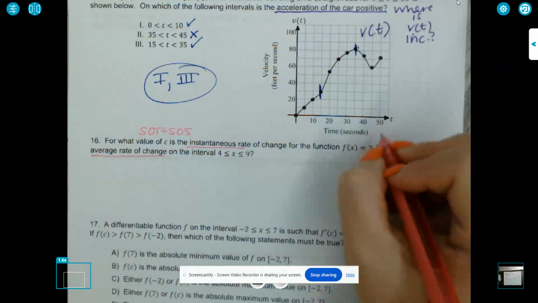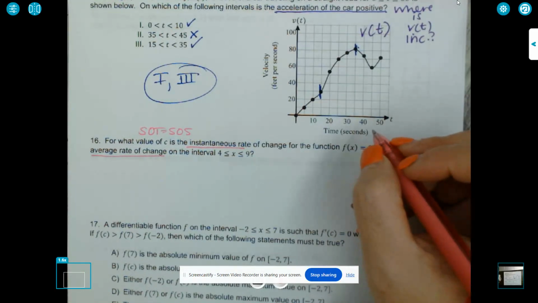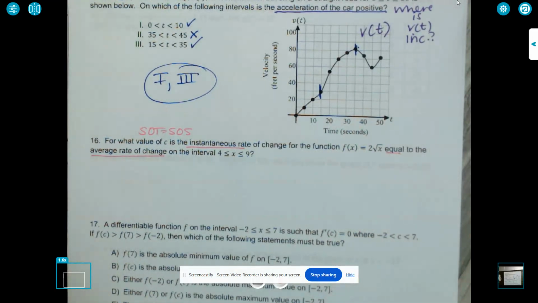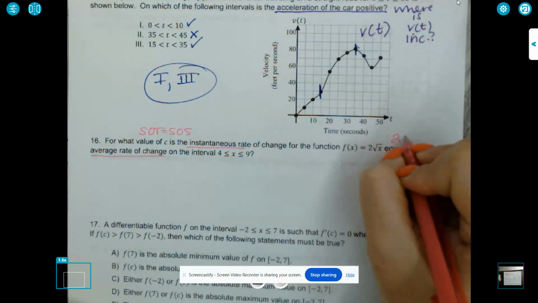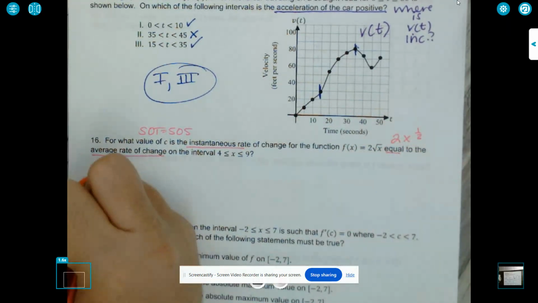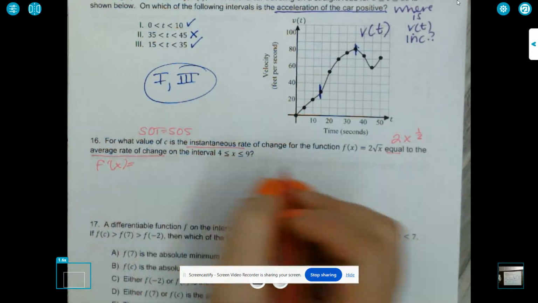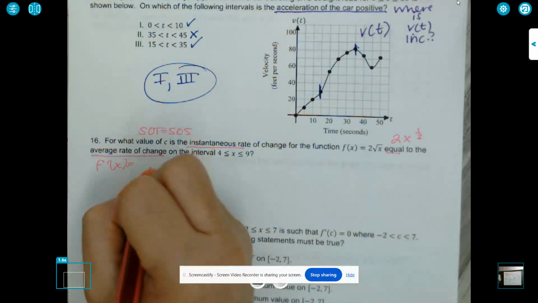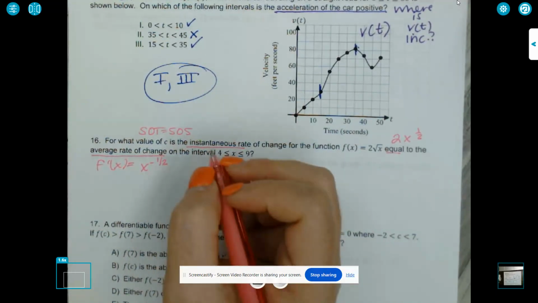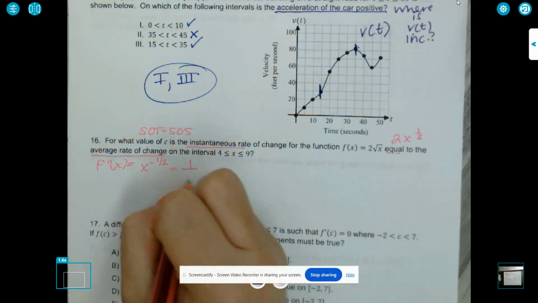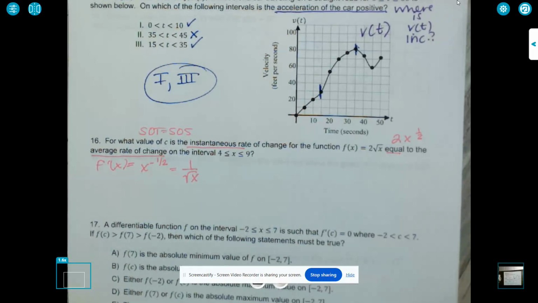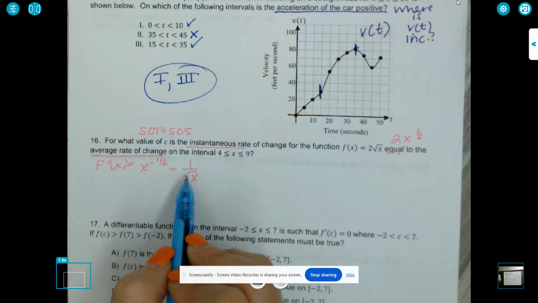So this is the same thing, of course, as two times x to the 1/2 power, right? So then if we do f prime of x, bring down the 2, so that goes away, bring down the 1/2, so that goes away, so that's going to be x to the negative 1/2 power, or 1 over the square root of x. Okay, so that is our derivative.